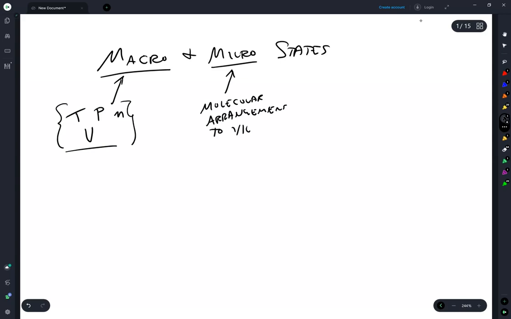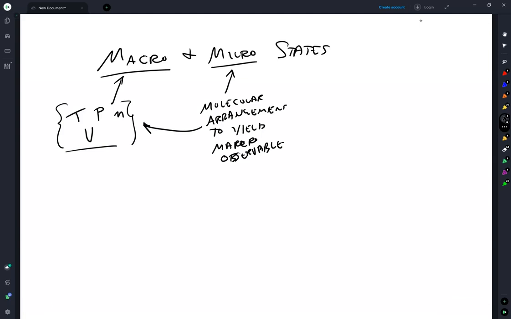to yield macro observables. And what we're going to be talking about today is how we count these and how counting the microstates will give us information about possible macrostates, the enthalpy, and the entropy.